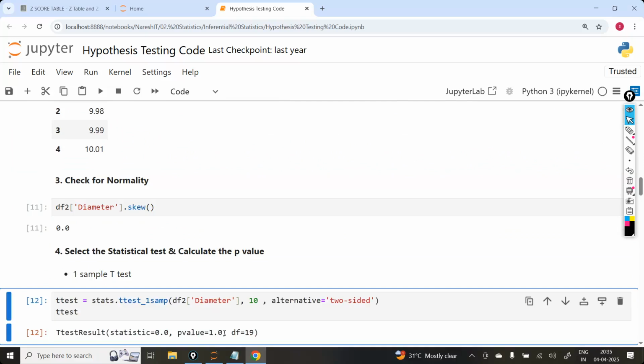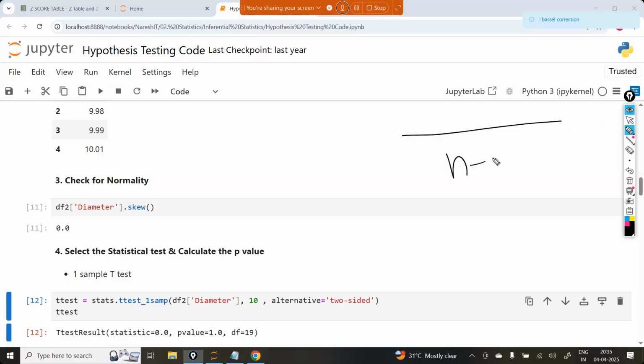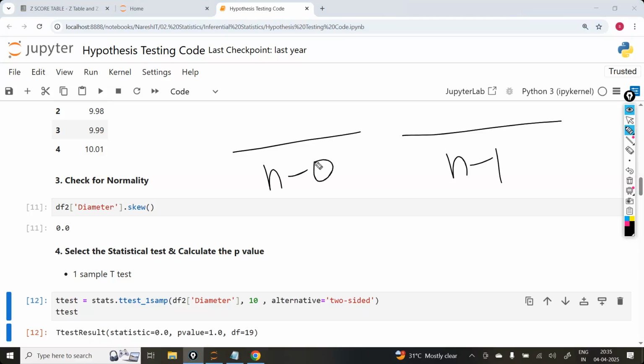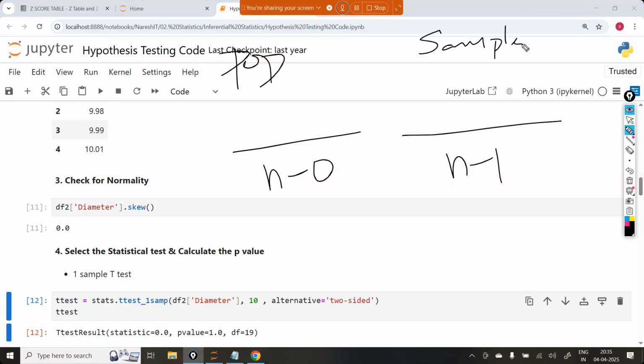DDOF. What is DDOF equal to 0? What is the meaning? What is DDOF equal to 1? DDOF is nothing but dividing by N-1 or N-0. N-0 will be applied for what? Population. For a sample, N-1, which is nothing but Bessel's correction.